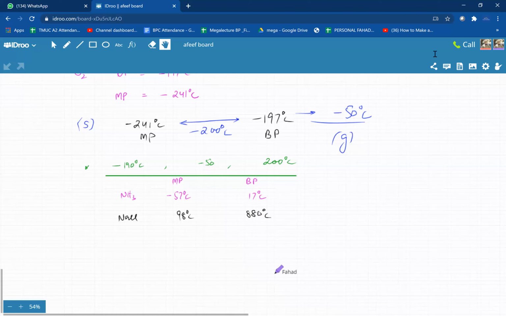Okay, that's fine. Let's pick iron. It's 1300 degrees centigrade, and let's say 3500 degrees centigrade. They'd all be solids. In all three cases they would be solids.